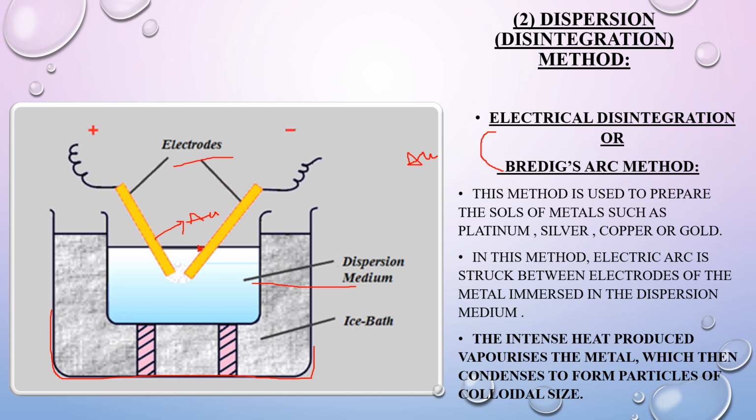the gold will come out from the electrode, from the anode electrode, and what will happen, for this reaction the temperature will be very high and they will generate an electrical arc between these two electrodes. An electrical arc will generate between these two electrodes.